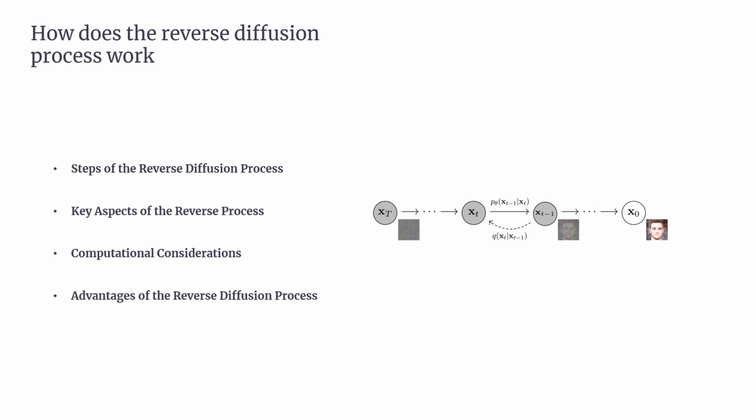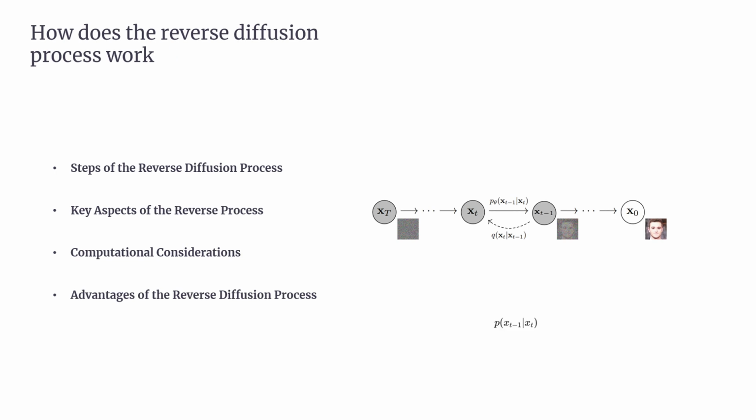At its core, the reverse diffusion process is designed to reverse the forward diffusion process. In the forward process, noise is added to data, but in the reverse process, we aim to recover the original data by gradually removing that noise. Mathematically, we're trying to approximate something called the posterior distribution. This represents the probability of getting a less noisy sample x_{t-1}, given the more noisy sample x_t.